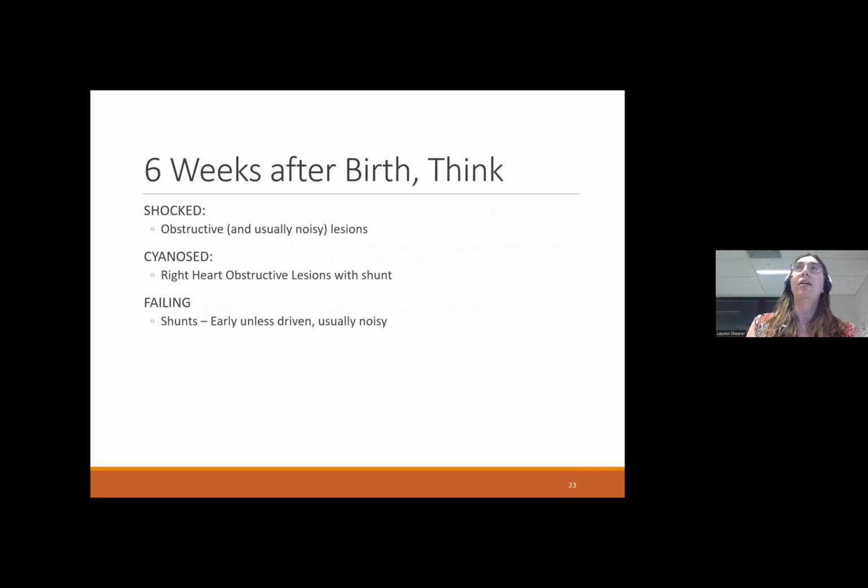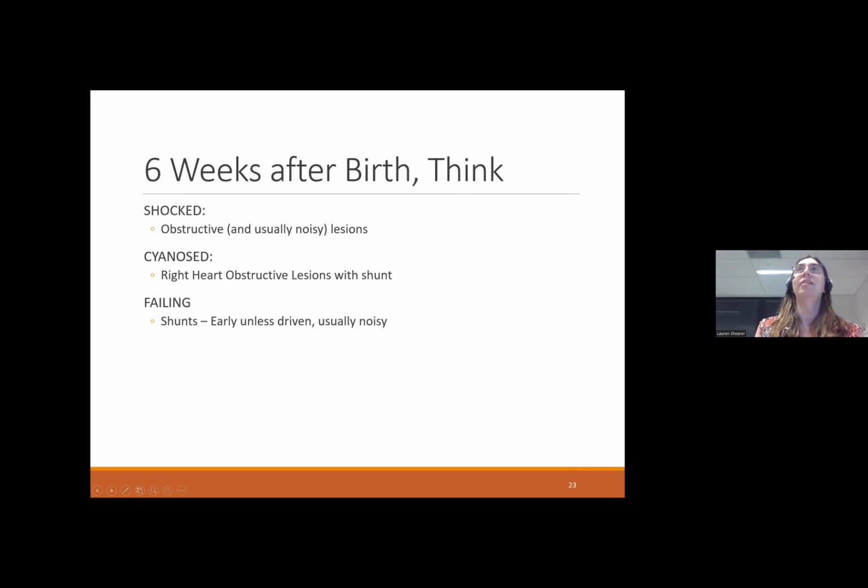If they are shocked, they will have those obstructive lesions, but actually we're more likely to be having failing hearts here. So shunting, and unless they're driven by also having obstruction, usually the shunts that cause significant respiratory distress will have abnormal clinical findings, will be causing those murmurs.